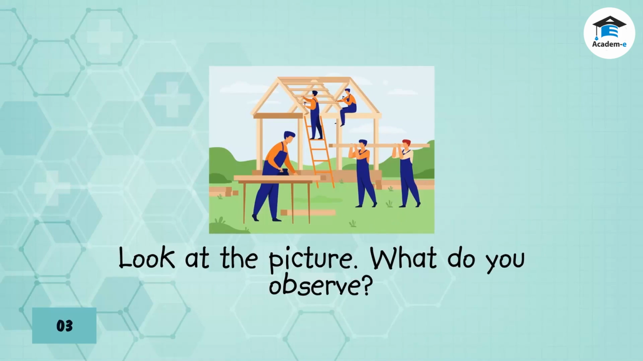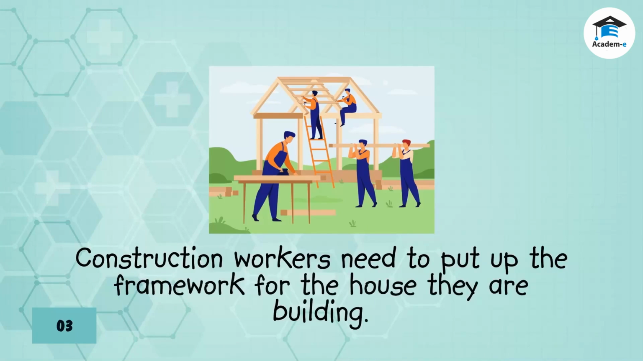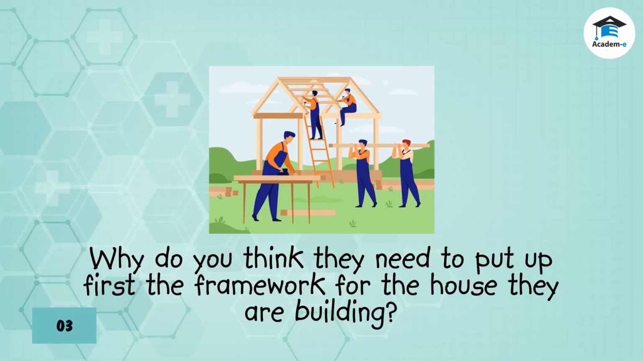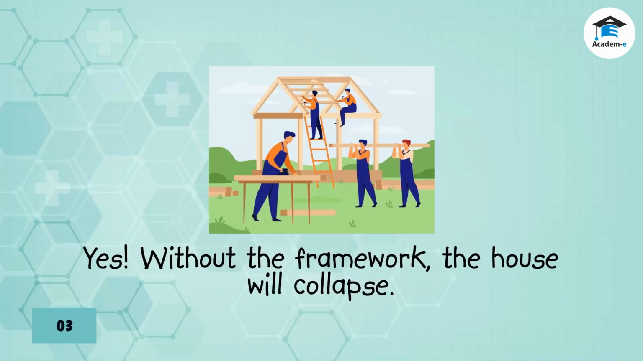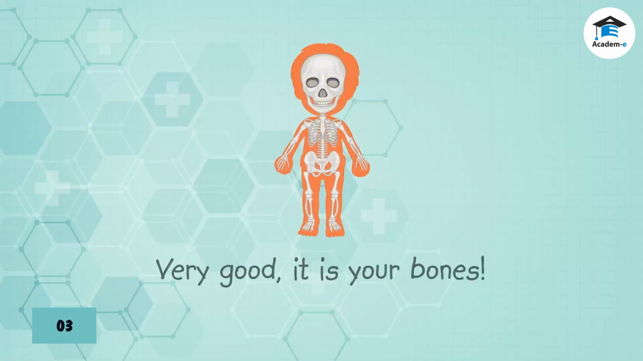Look at the picture. What do you observe? The first step in building a house is to make a framework. Construction workers need to put up the framework for the house they are building. Why do you think they need to put up first the framework for the house they are building? Yes, without the framework, the house will collapse. In your body, which part serves as the framework? Very good, it is your bones.